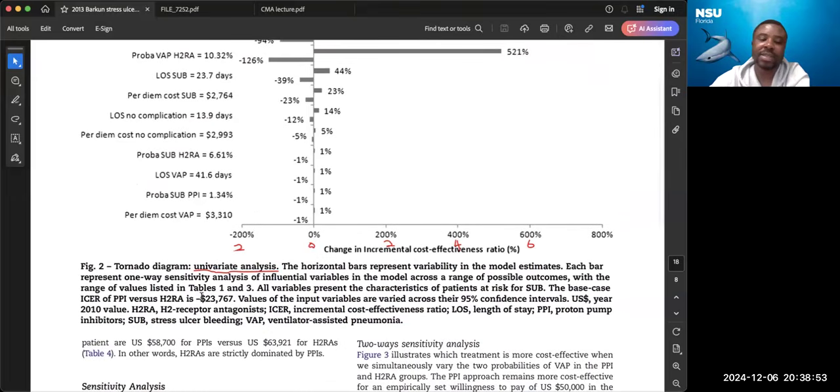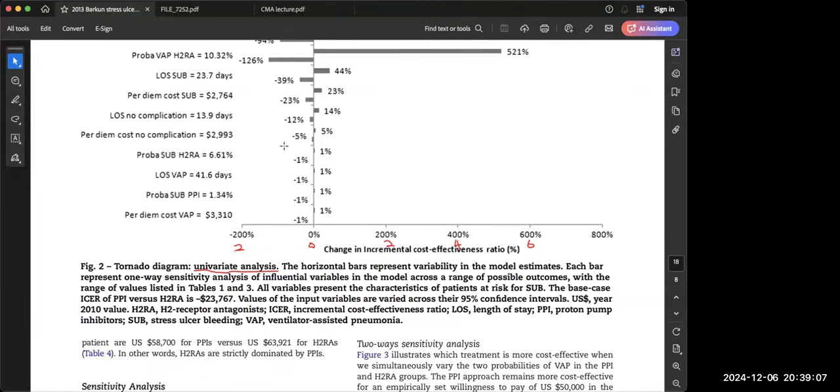So the ISA here is in negative 23,767 because you pay more, you get less. Does it make sense? Yes, Anna, thank you very much. You're welcome. Okay.